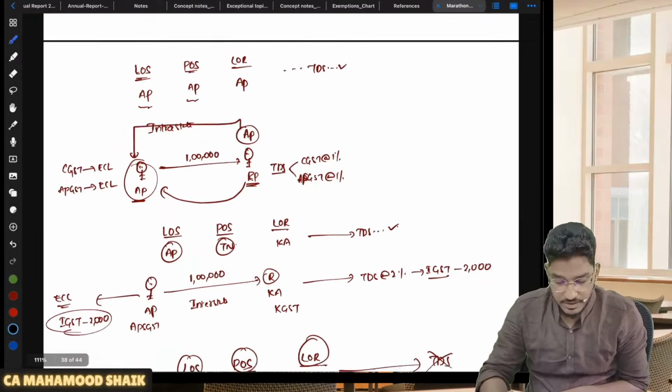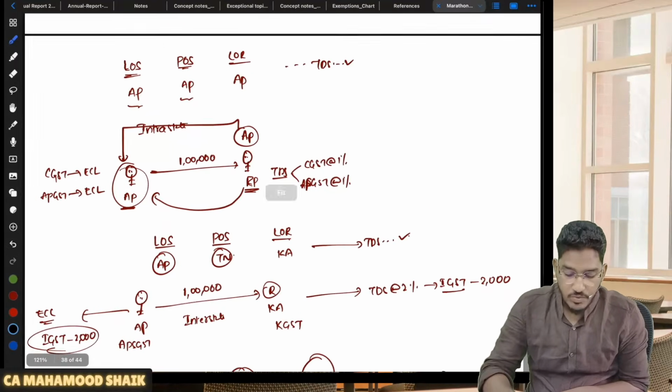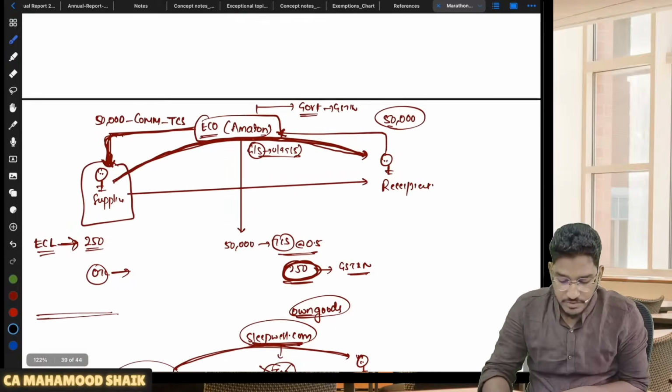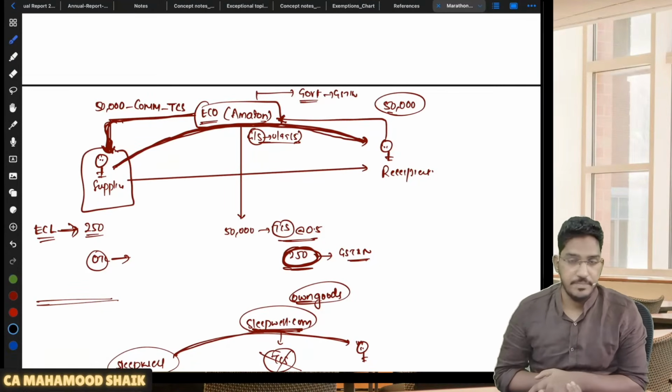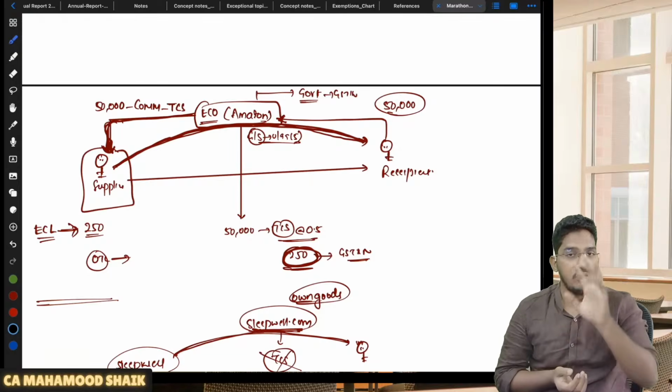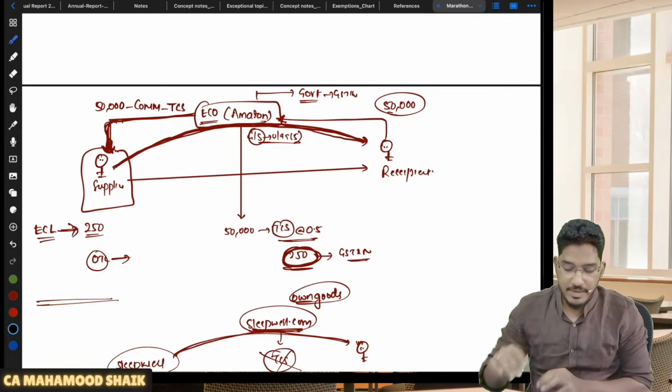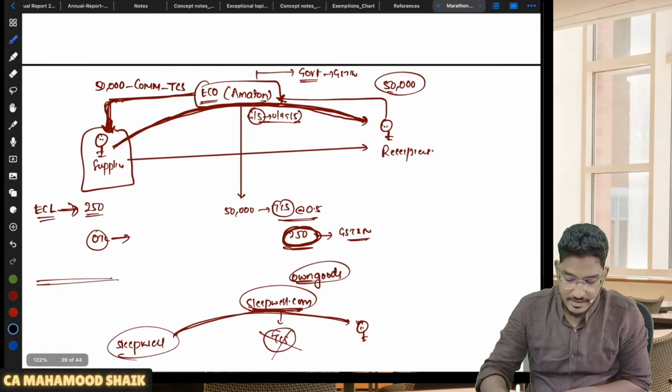Now we have TCS provisions. Sir, what is TCS provision? TCS provisions will become applicable whenever the supply of goods is happening through an e-commerce operator. Whenever the supply of goods or services is happening through an e-commerce operator, that e-commerce operator is required to collect the amount of TCS. Let me explain you the logic. What exactly is this TCS?